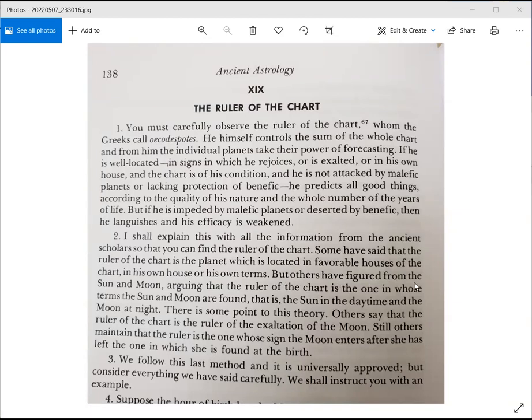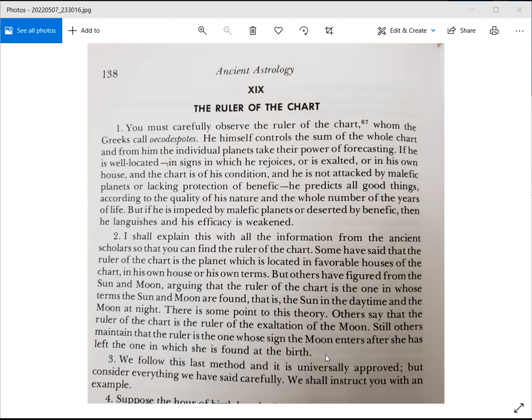Next, he says, but others have figured from the sun and moon, arguing that the ruler of the chart is the one in whose terms the sun and moon are found. That is, meaning the sun in the daytime and the moon at night. There is some point to this theory. Others say that the ruler of the chart is the ruler of the exaltation of the moon. Still others maintain that the ruler is the one whose sign the moon enters after she has left the one in which she has found the birth.